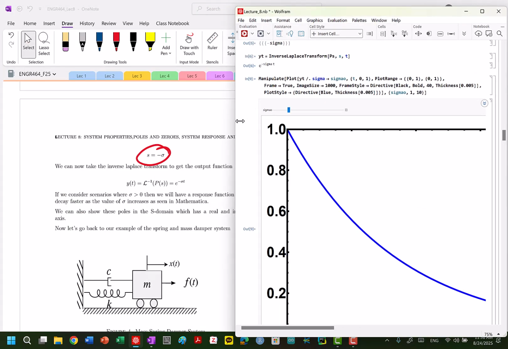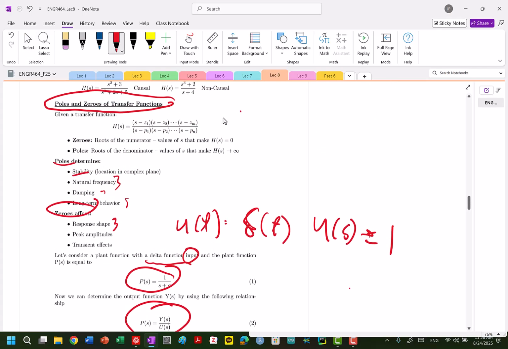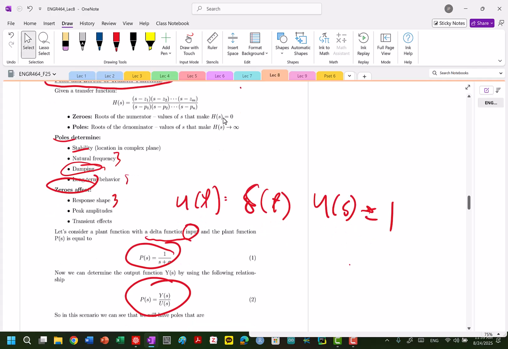So you can start to see, again, the response, the stability, and especially the natural frequency, or, this is effectively our damping, right?